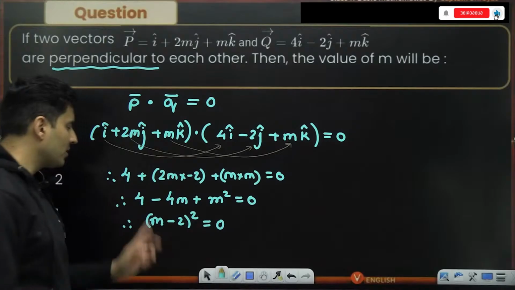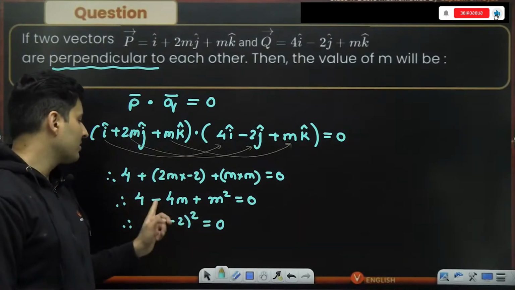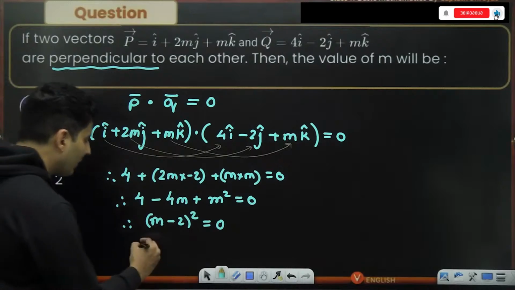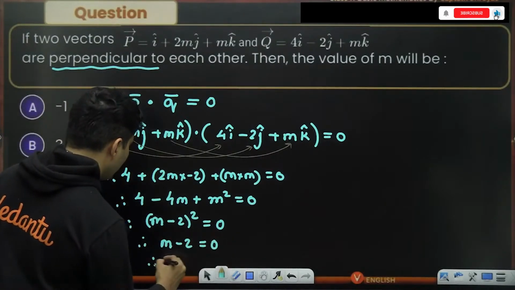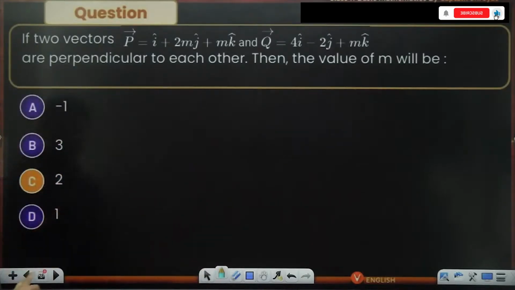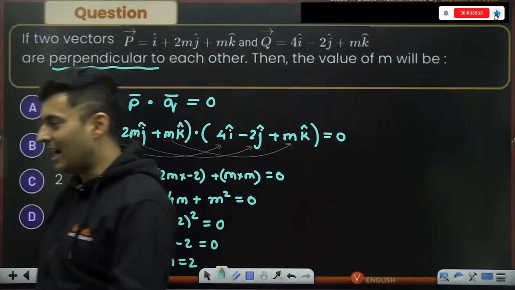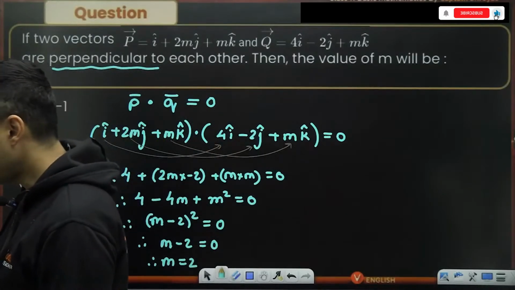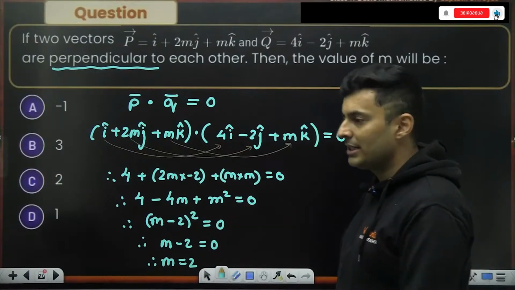This is the expansion of m minus 2 whole square: a minus b whole square is a square plus b square minus 2ab. So therefore, 100% m minus 2 will be 0. Therefore, 100% m will be 2, which is option number C. So that's how you have found out the unknown. This was a JEE question asked in 2023. Yeah, this kind of question can also come in your JEE entrance exam.